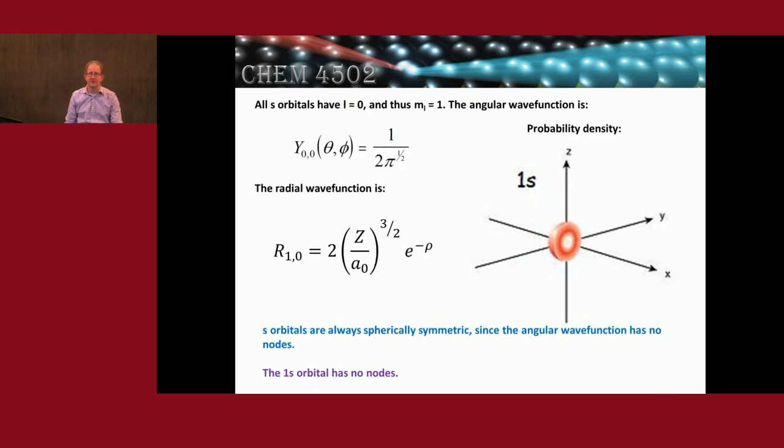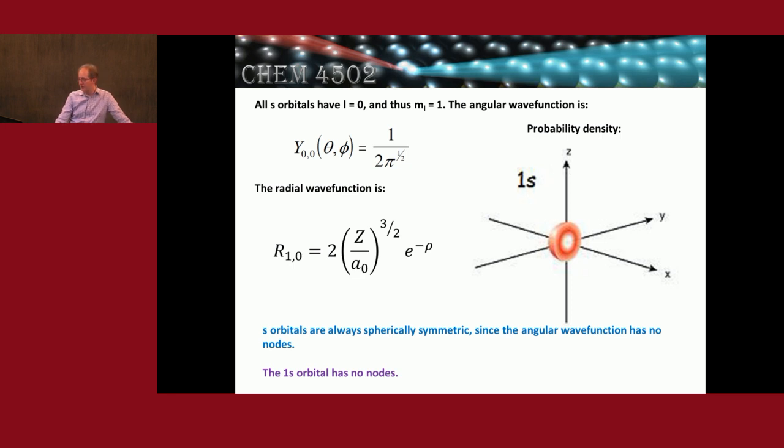All right, so let's take a look at a couple of these. Let's look at the 1s orbital. So here we have the 1s orbital. For the 1s orbital, the principal quantum number is 1. The only value that L can take is therefore 0. And if L is 0, the only value M can take is 0. If we look at Y00, that's just 1 over 2 square root of pi.